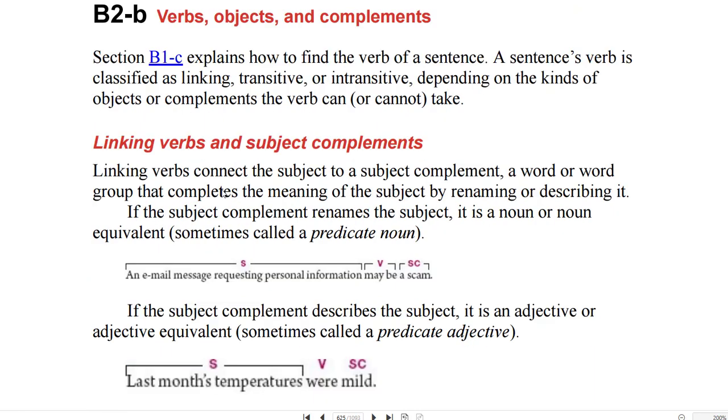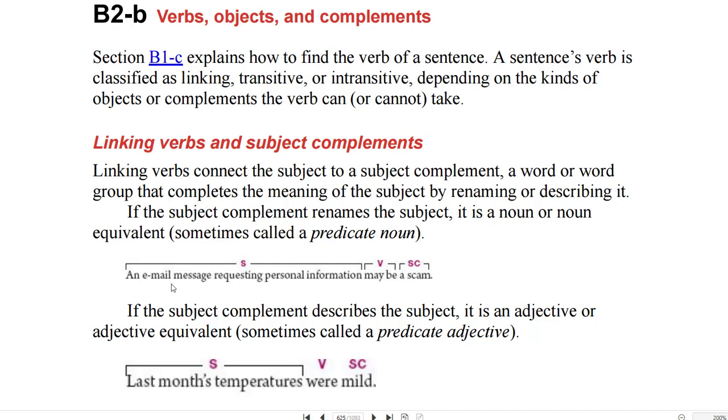So a sentence's verb is classified as linking, transitive, or intransitive, depending on the kinds of objects or complements the verb can or cannot take. Linking verbs connect the subject to a subject complement, a word or word group that completes the meaning of the subject by renaming or describing it. If the subject complement renames the subject, it is a noun or noun equivalent, sometimes called a predicate noun.